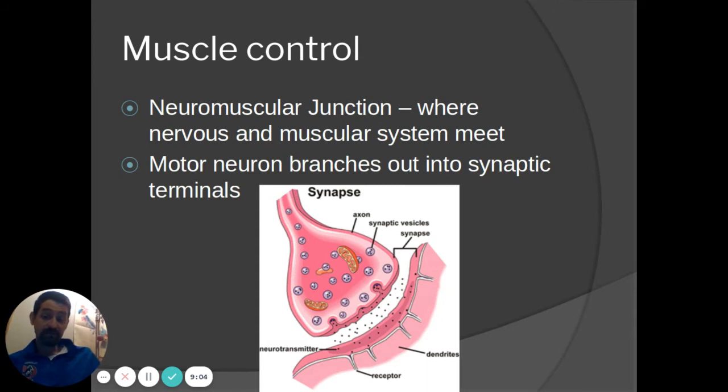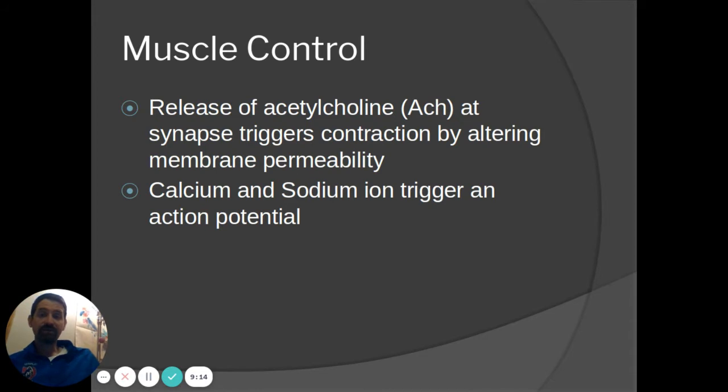In this case, and this is something you will need to know, the particular neurotransmitter we want to talk about is something called acetylcholine. This is a pretty important neurotransmitter in your body. Sometimes acetylcholine is just called ACh because who wants to write acetylcholine all the time, right? That triggers that contraction in a rather complex way by altering how permeable the cell membrane is, and it creates this flow of calcium and sodium ions.